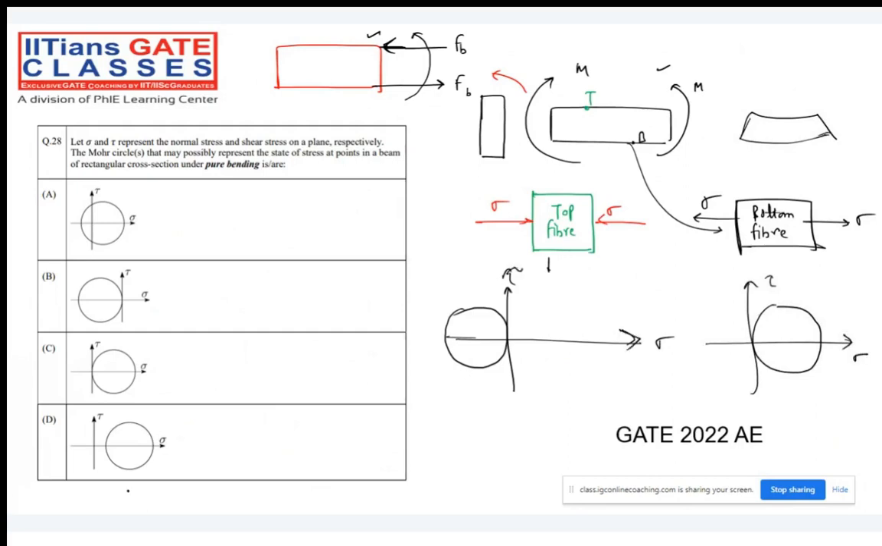You just go back to the Mohr circle, right? So what will be the answer? B is correct, C is correct. That will be the answer. That was the MSQ question. This year you will see a lot of MSQs, that I can predict. That too at a very good level of theoretical questions.